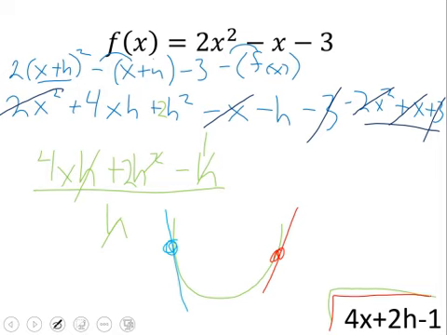Okay, all right, so that's the end of this section. The difference quotient is probably the more important section in this. That is it for section 2.